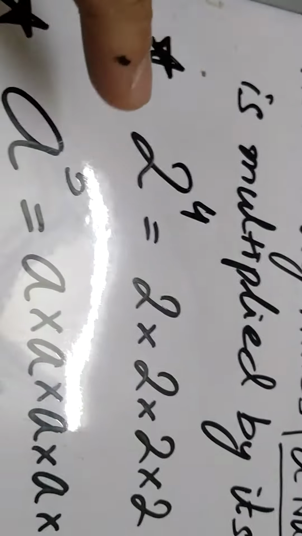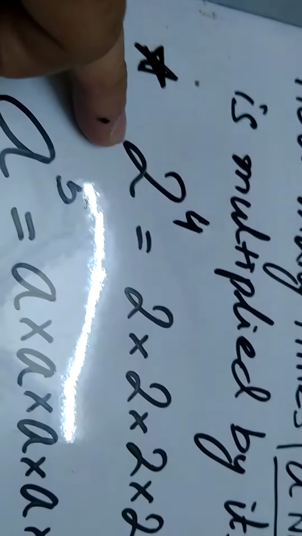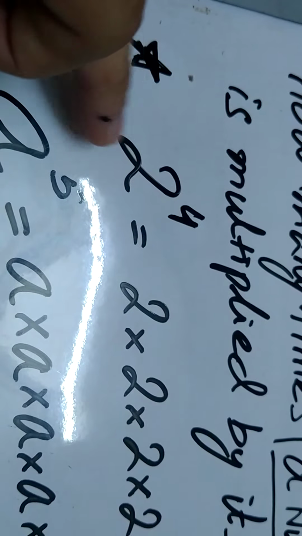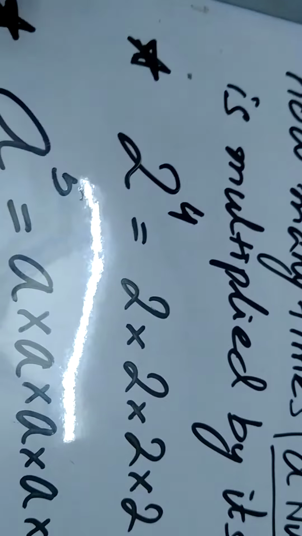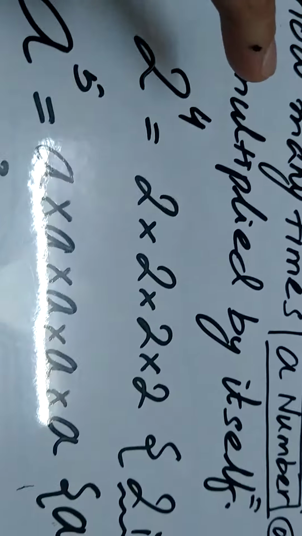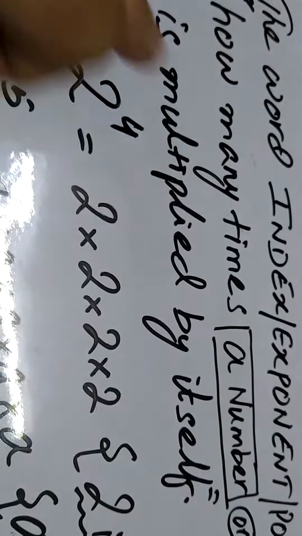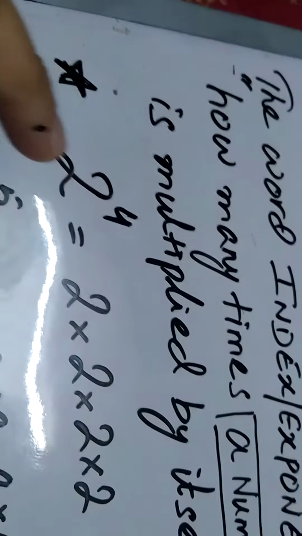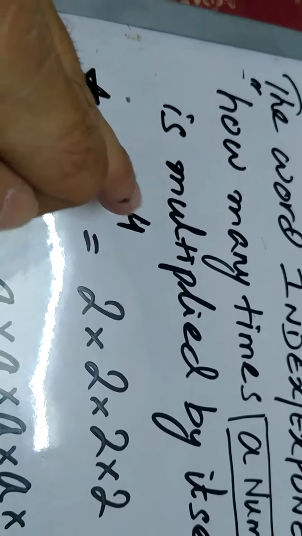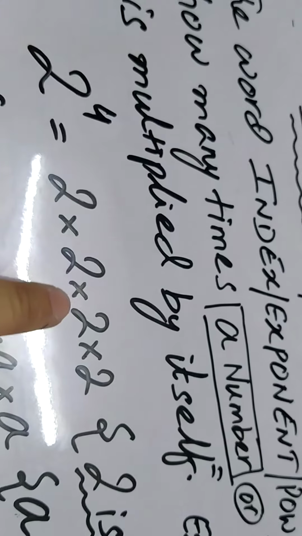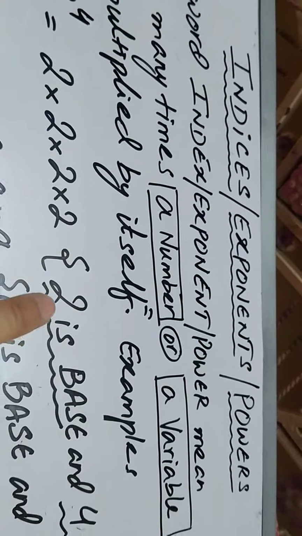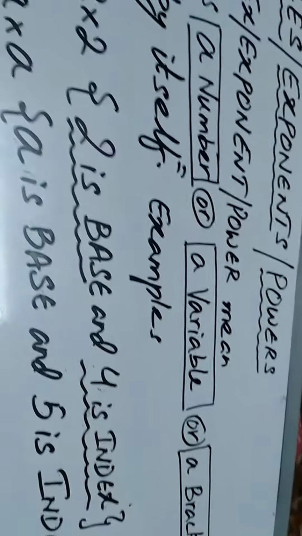It always means that this base is multiplied by itself, and this time the base is a number. So 2 is a base and 4 is a power. So 2 power 4 means 2 multiplied by 2 multiplied by 2 multiplied by 2. It does not mean 2 times 4, which is 8. Always remember the word power. This power means this 2 is multiplied by itself like this, 2 multiplied by 2 multiplied by 2 multiplied by 2. So 2 is the base and 4 is the index.